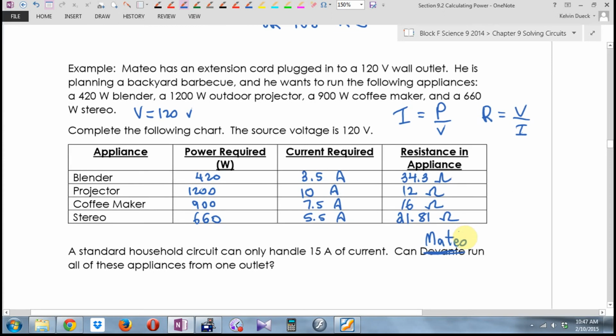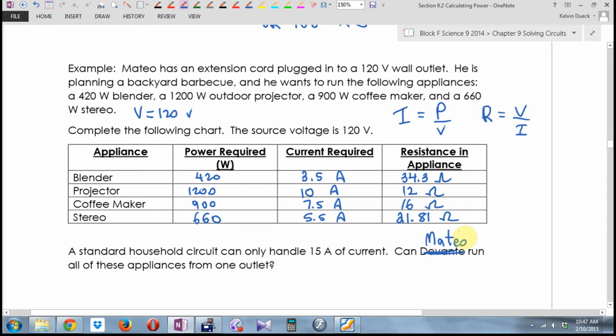What I want to communicate to you is, if I give you any two of power, current, resistance, or voltage, you can find the other two. If I know two, I know four. But here's the question. A standard household circuit can only handle 15 amps of current. Can Mateo run all of these appliances from one outlet?